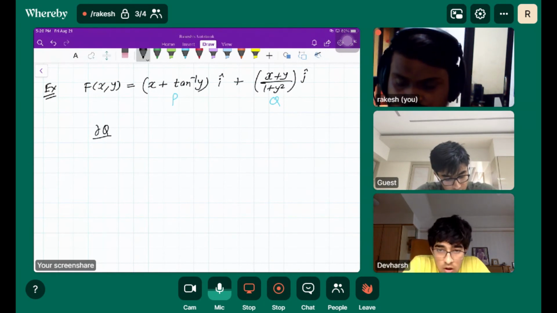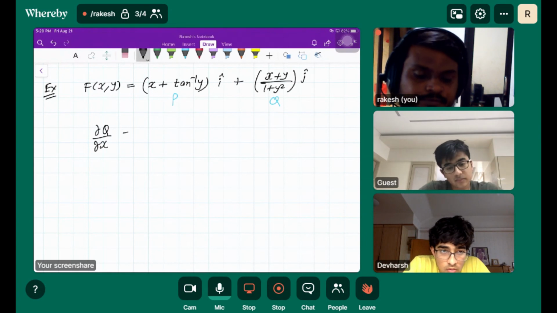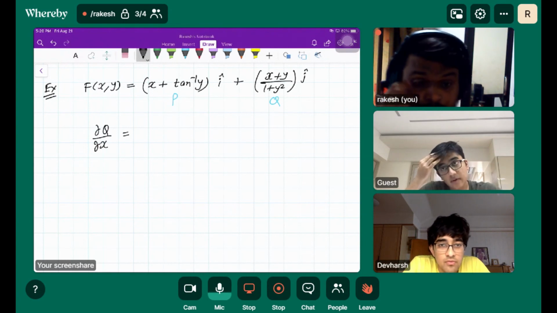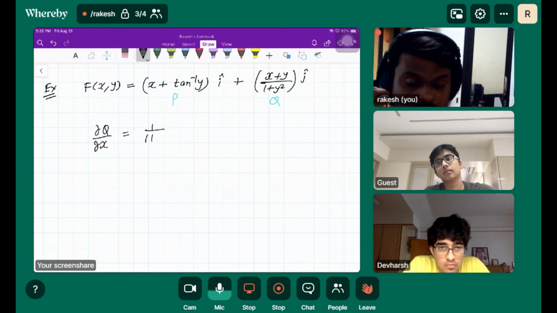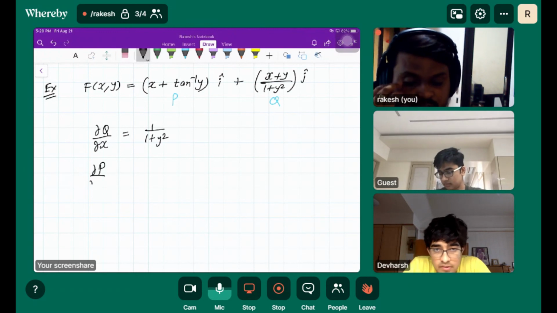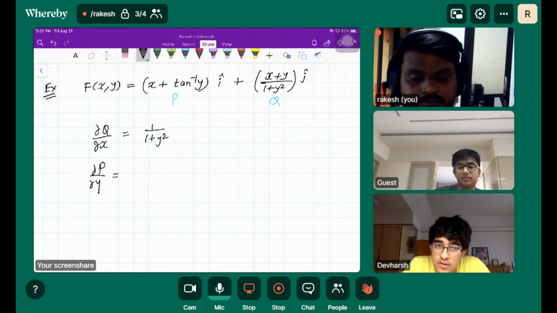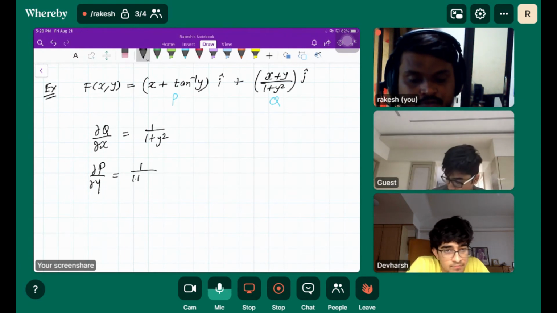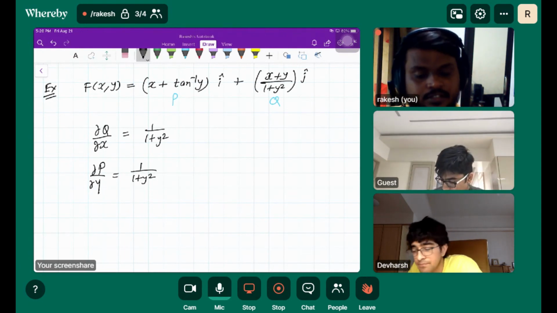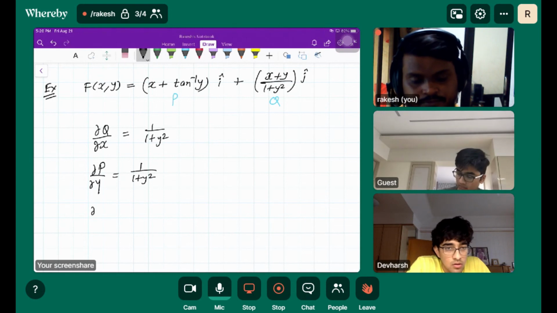What is the partial derivative of q with respect to x? 1 upon 1 plus y square. And what is the partial derivative of p with respect to y? Same. So if they are equal, the given vector field is conservative. Yes, they are equal.